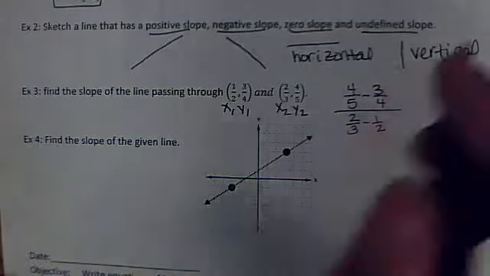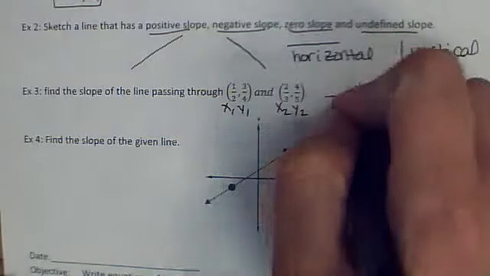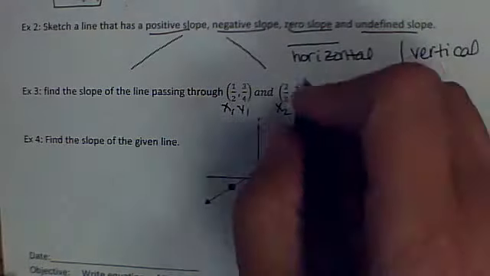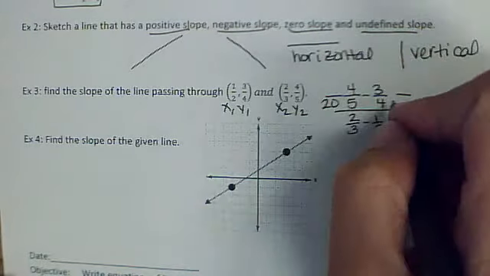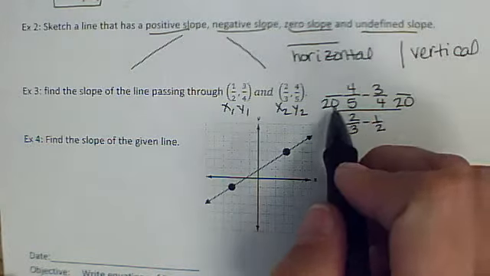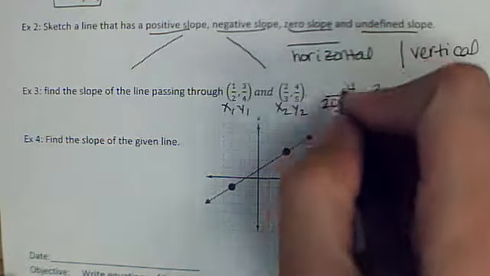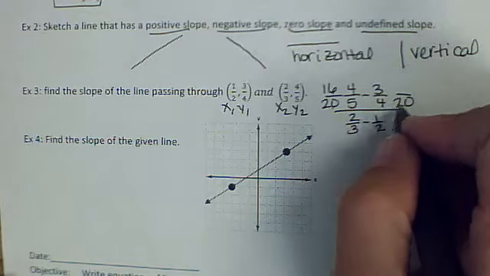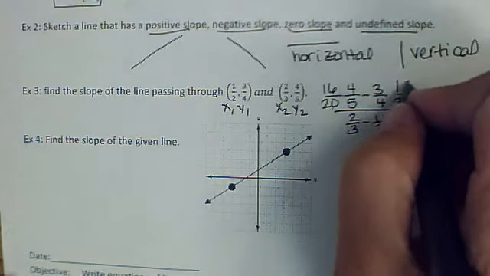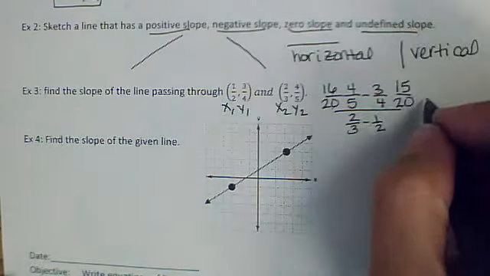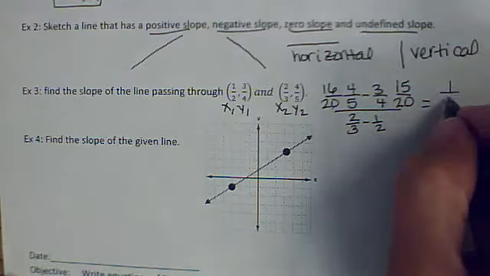In order to subtract fractions, you have to find a common denominator. Common denominator for 5 and 4 is 20. So 5 times 4 is 20, so 4 times 4 is 16. 4 times 5 is 20, 3 times 5 is 15. So 16/20 minus 15/20 is 1/20.